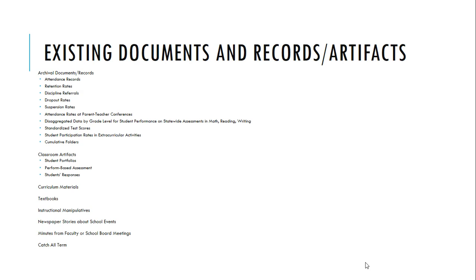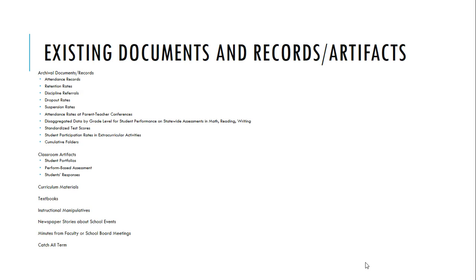You have your cumulative folders, and then you also have, which should not be forgotten, classroom artifacts. That could be your performance based assessment or just your students' responses in general to questions that you're asking. And it could be informal, doesn't have to be a formal way to ask, but also student portfolios where they're able to collect their own progress within whatever they are doing within the classroom. We also have our curriculum materials, our textbooks, our instructional manipulatives that we might use, newspaper stories that are being covered about school events, minutes from faculty or school board meetings.